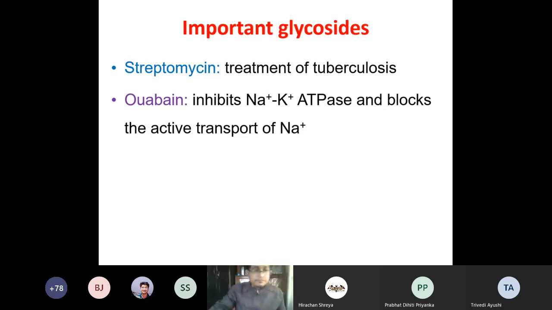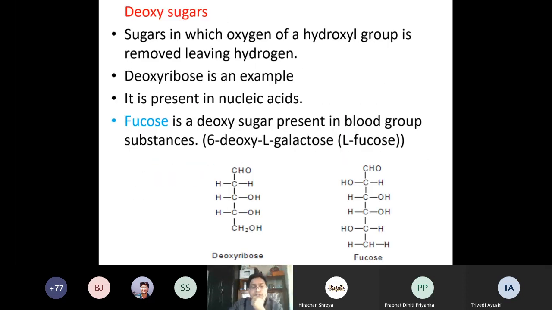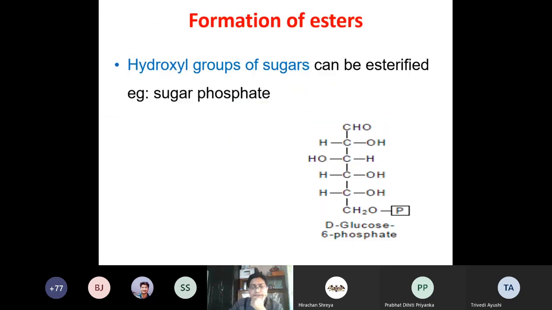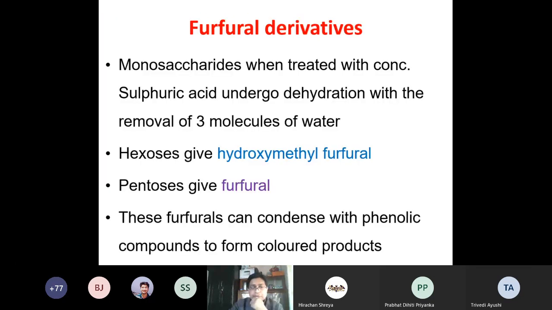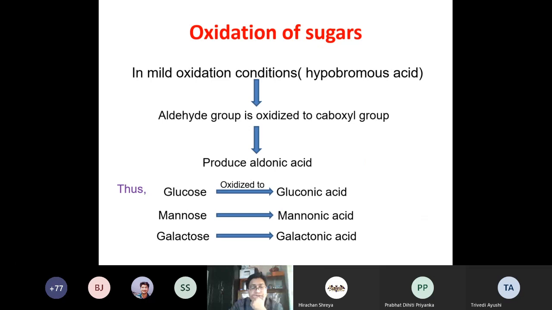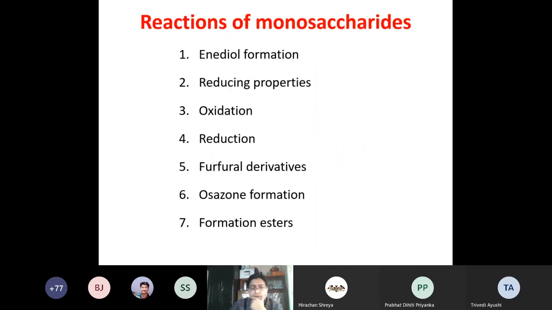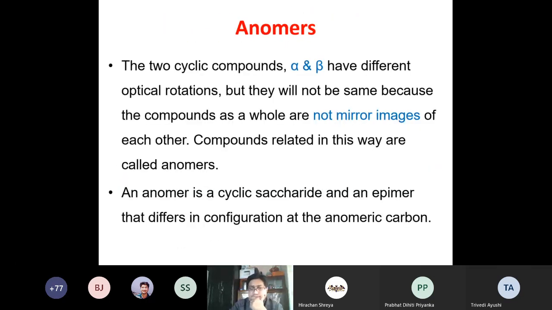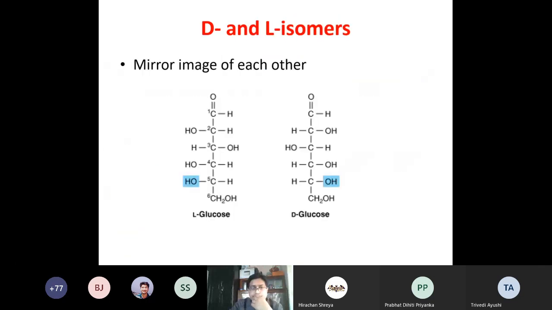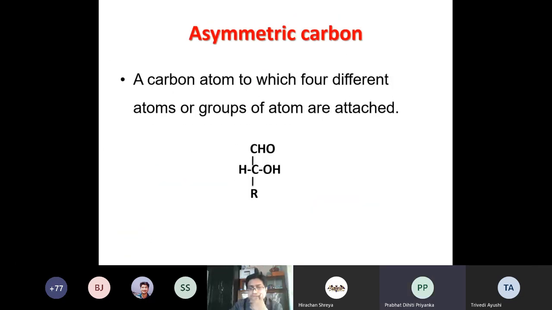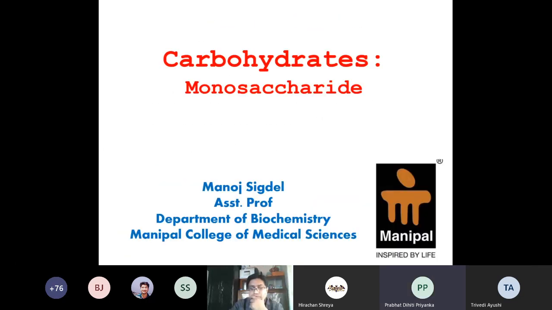Okay, this is all about the monosaccharides. If you have any questions, you can ask one by one or write in the chat box. Now in the next class, we'll go to the disaccharides. It's all about today's class on monosaccharides.